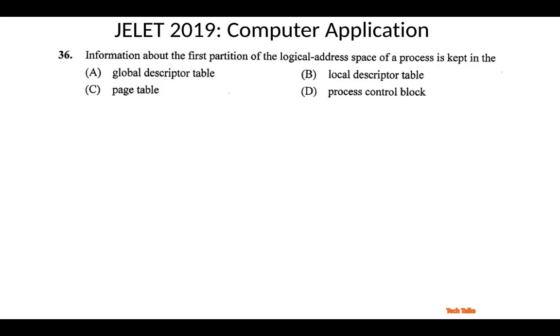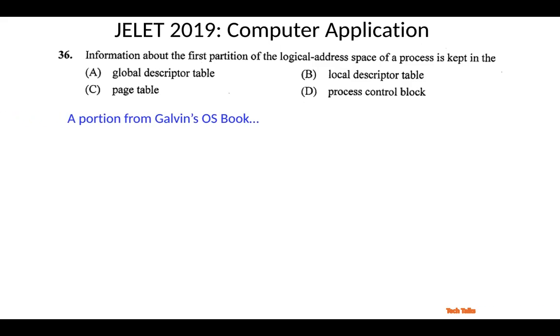Let me tell you that the logical address space of a process, who keeps this information? The OS keeps this information. And where does it keep it? Basically there are two places: either the global descriptor table or the local descriptor table. Now let's see what each one keeps.